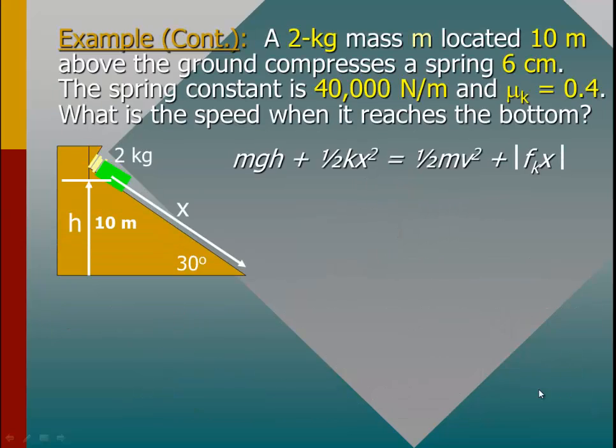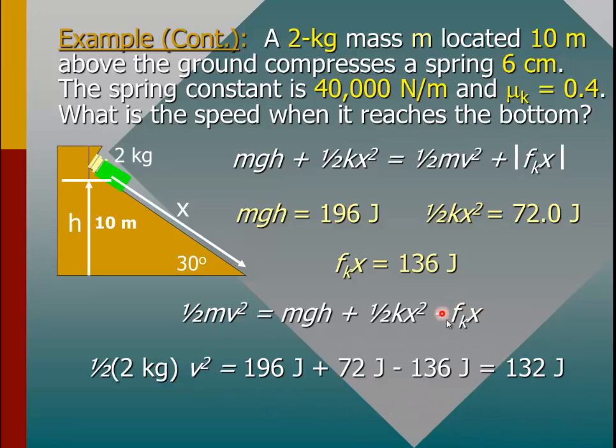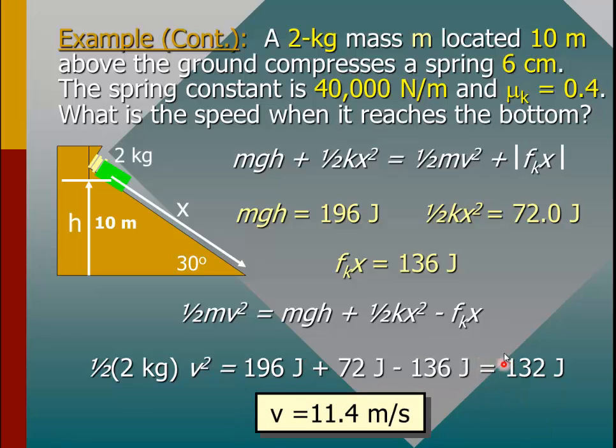So now I have all these pieces and I can find my kinetic energy. So notice this is negative here. So what happened is this one moved over here, and so it became negative. So I have the final kinetic energy equals the initial potential energy plus the initial potential energy stored in the spring minus the work done by friction. So these add together and you subtract the work done by friction, and I have 132 joules. But I know the mass, and I know that this is 1/2, so those cancel. And so I just square root the 132 to get 11.4 meters per second.